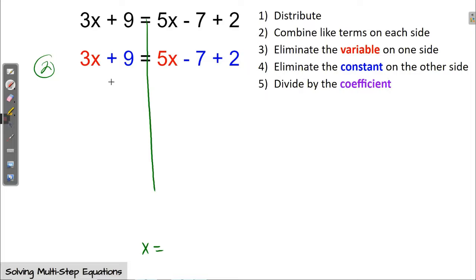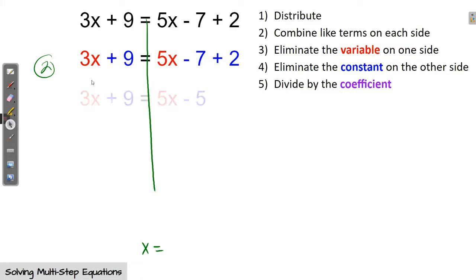So look on my left side of the equation. I see that I cannot combine anything. I cannot combine a variable and a constant. Now I'm going to look at the right side of the problem. I see I can combine the two constants, my minus 7 and my plus 2. When I do that, I end up getting 3x + 9 = 5x - 5. It's minus 5 because I'm combining minus 7 and plus 2. Negative 7 plus 2 is negative 5.